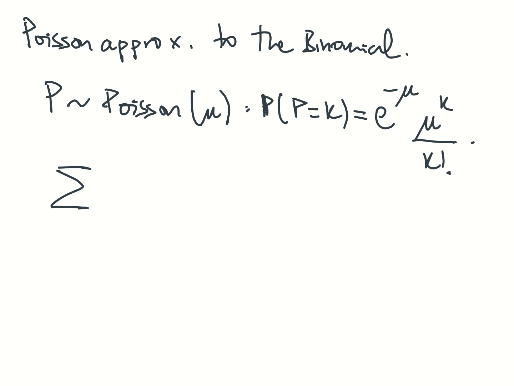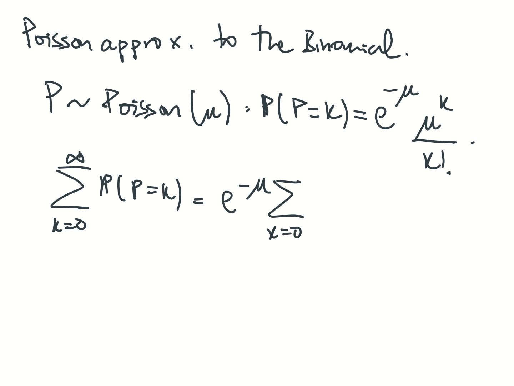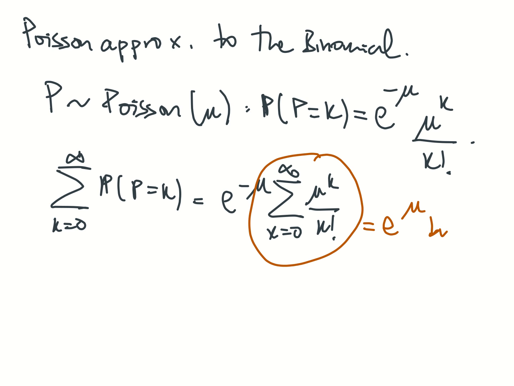The fact that the Poisson probability function sums up to 1 follows from the Taylor expansion of the exponential function at 0. Because the Poisson probability function is explicit, it is very easy to work with.